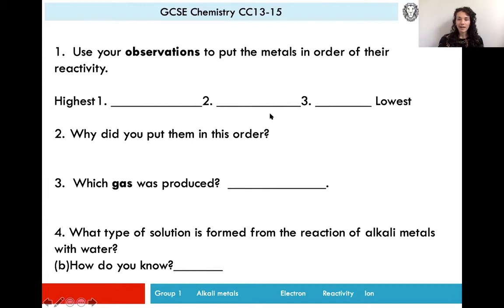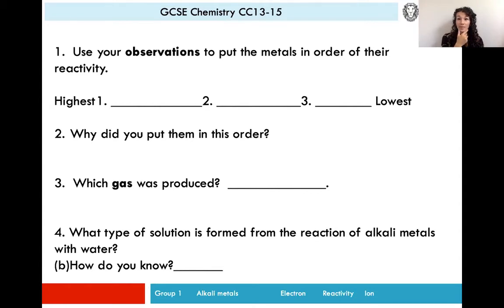The second most reactive was sodium, so that's one that moved around a bit more quickly but didn't burst into a massive flame like potassium did. And the lowest in order of reactivity was the lithium. Yeah, that kind of just fizzed a bit and moved around pretty slowly, didn't it?